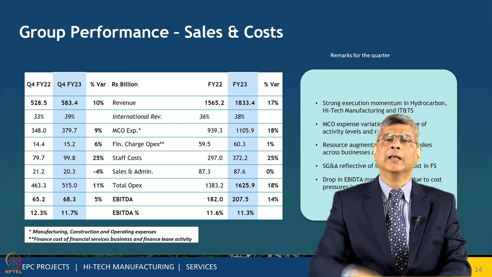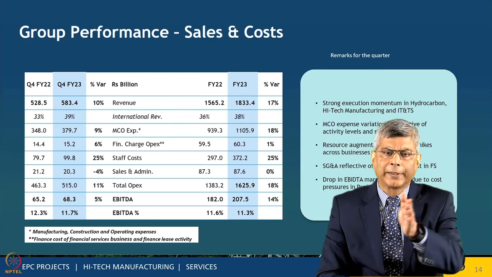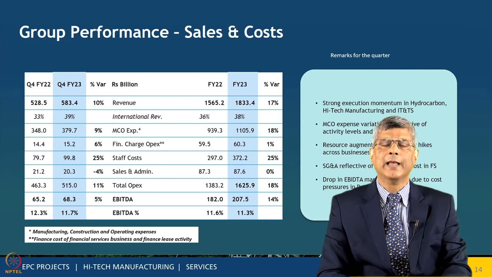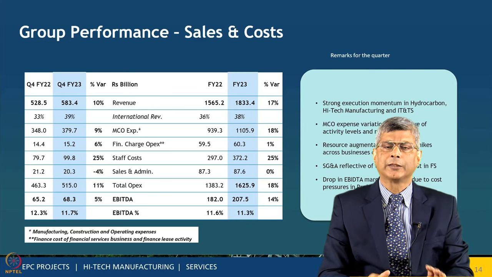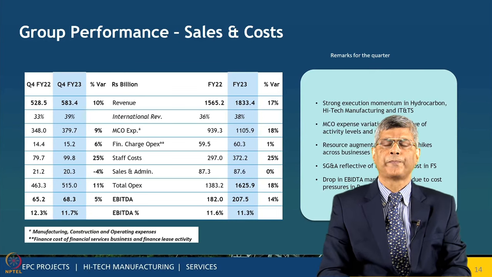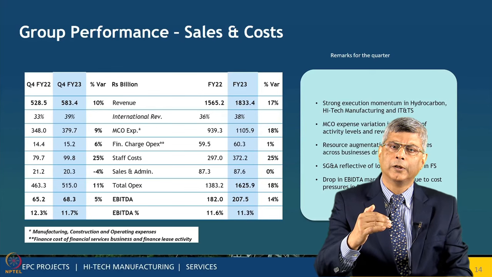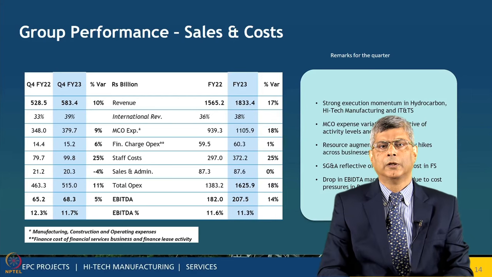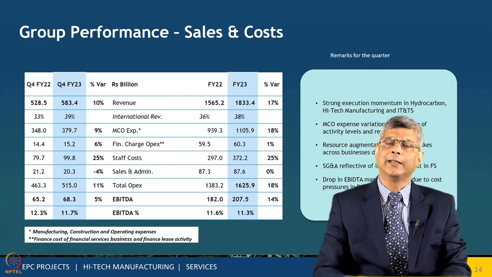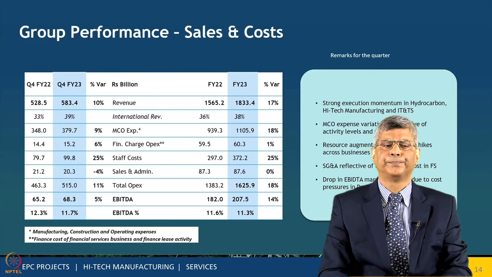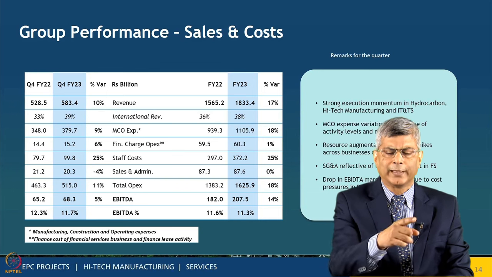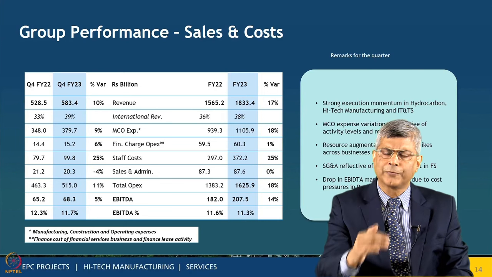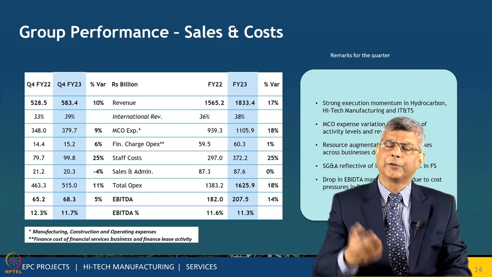And then you have got other parameters. But without getting into much detail, now let's look at the costs. And then you start looking at cost items, such as MCO expense. If you look right at the bottom, you'll see MCO is manufacturing, construction, and operating expenses. But it's an expense. Just like if I make a cup of tea, I have an expense on milk, sugar, and tea. L&T also has expenses. So this is MCO expense. Then they've got financial charge OPEX. And you can see at the bottom, it relates to their financial service business and leasing. And they've got staff cost because they're hiring people. And they've got sales and administration cost.